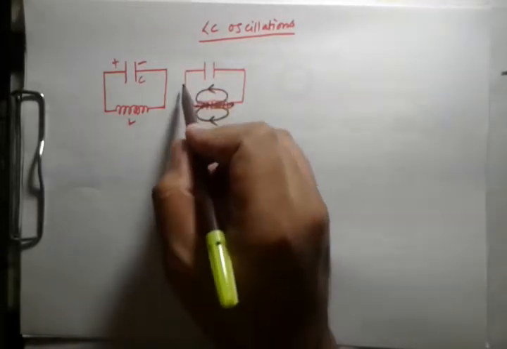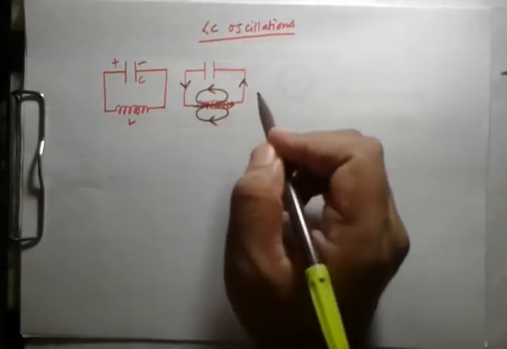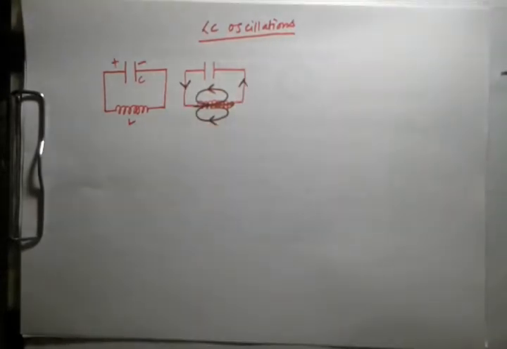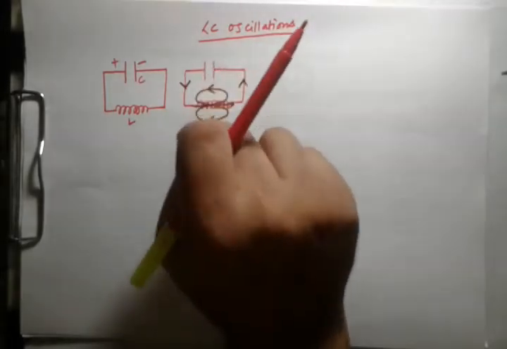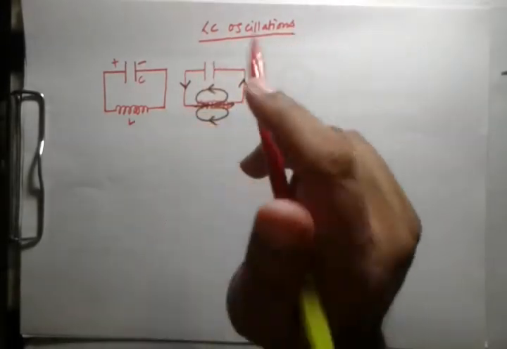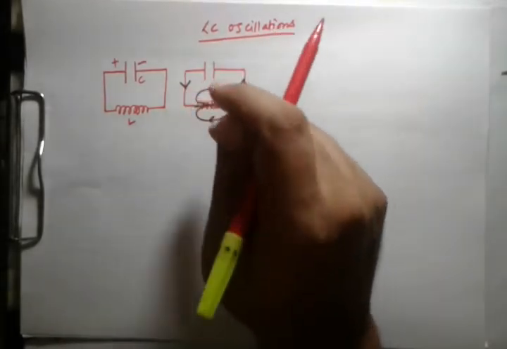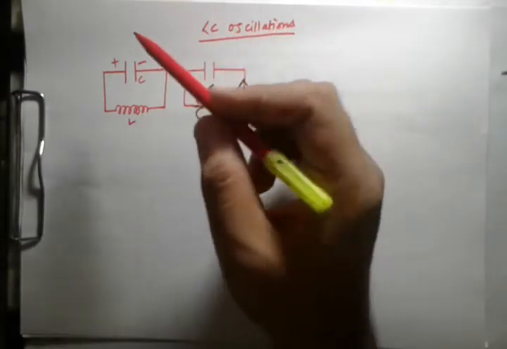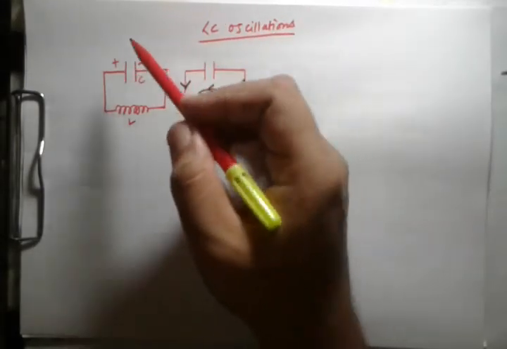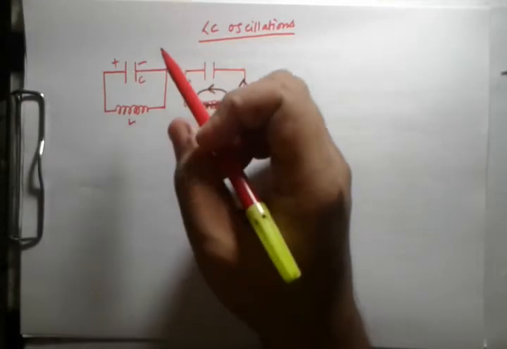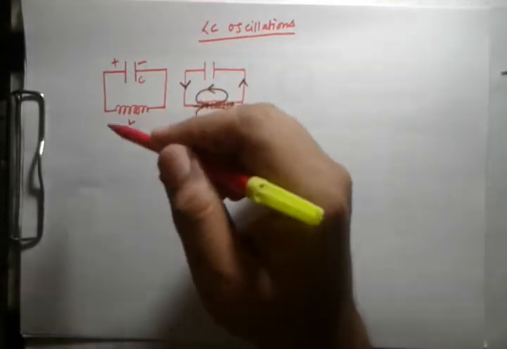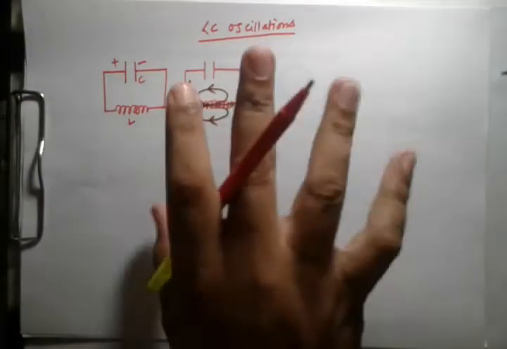In this time the current will flow in this direction. Now after some time what will happen? The entire energy will come to this inductor. What is the formula of the energy stored in an inductor? Half L I square. And what is the formula of energy stored in a capacitor? That is Q square by 2C. Okay, that is the thing.